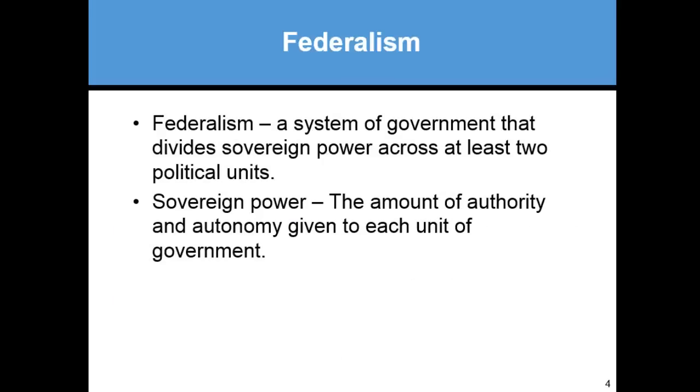This is one example of the disputes that arise out of federalism, because federalism requires a system of government where the power between the states and the federal government are divided and shared across at least two political units. Sovereign power means the amount of authority and autonomy that each unit is given or exercises, because in some cases it's a matter of taking the power rather than having it specifically given.